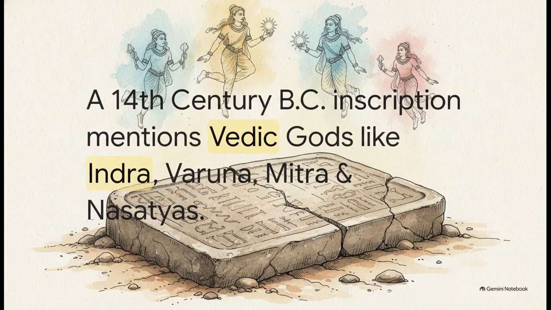Take a look at this detail. It's an inscription from the 14th century BC found in Bagaz Koy, located in modern-day Turkey. What makes this inscription a total bombshell is that it explicitly mentions four Vedic gods: Indra, Varuna, Mitra, and Nasatyas. It's a literal stone trail showing the migration and spread of these cultural ideas across the ancient world.